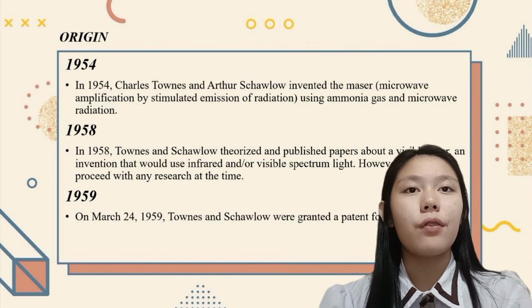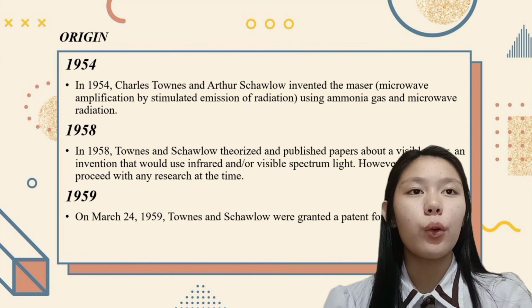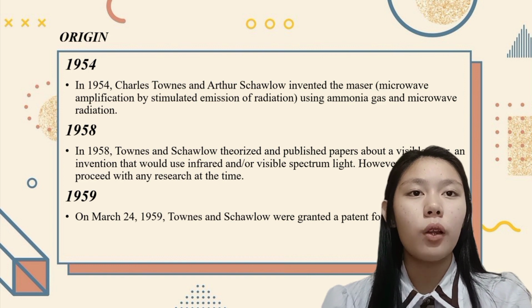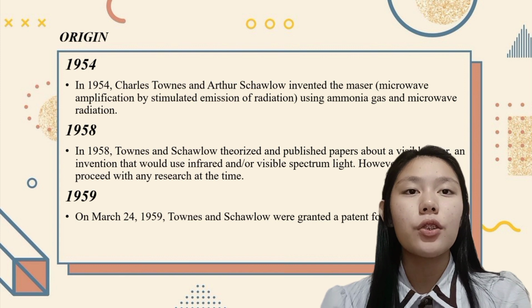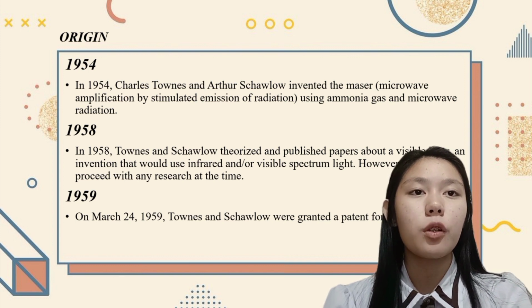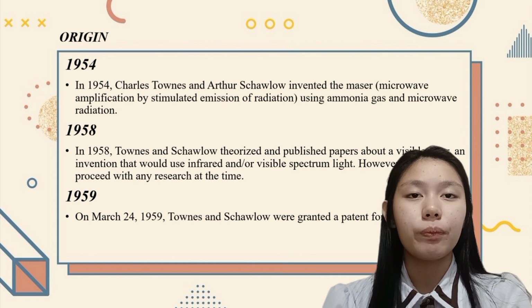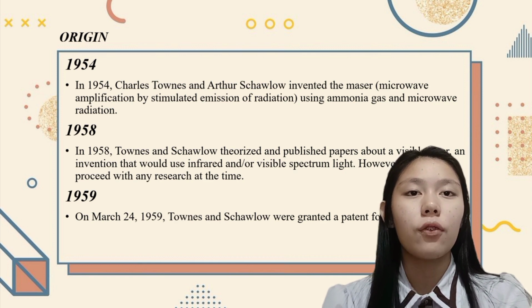In 1954, Charles Townes and Arthur Schawlow invented the maser using ammonia gas and microwave radiation. In 1958, Townes and Schawlow theorized and published papers about a visible laser, an invention that would use infrared and visible spectrum light. However, they did not proceed with any research at that time. The following year, March 24, 1959, Townes and Schawlow were granted a patent for the maser.